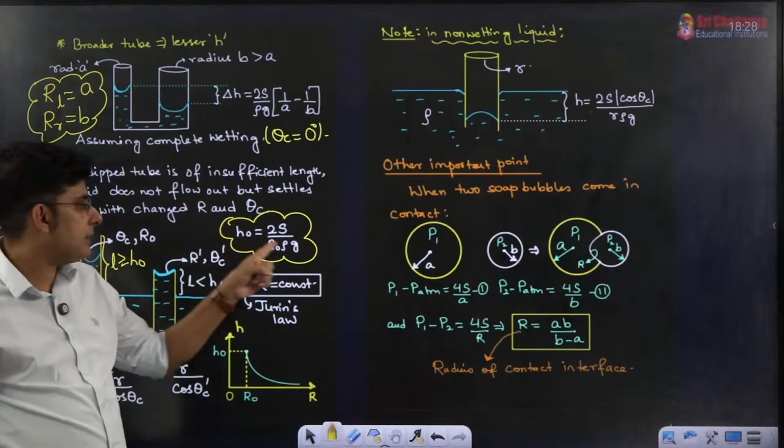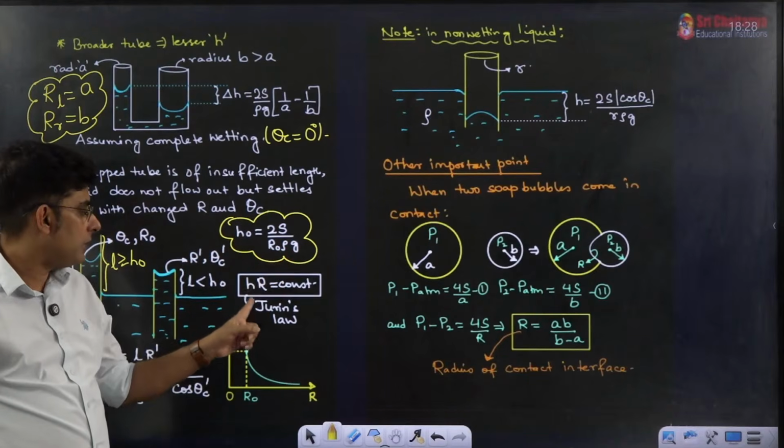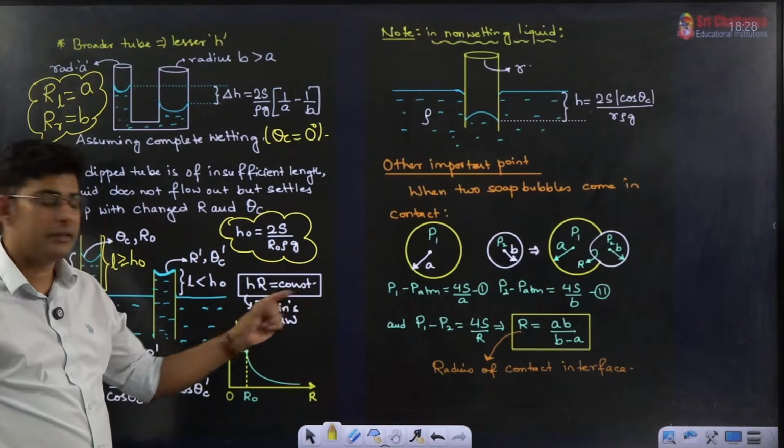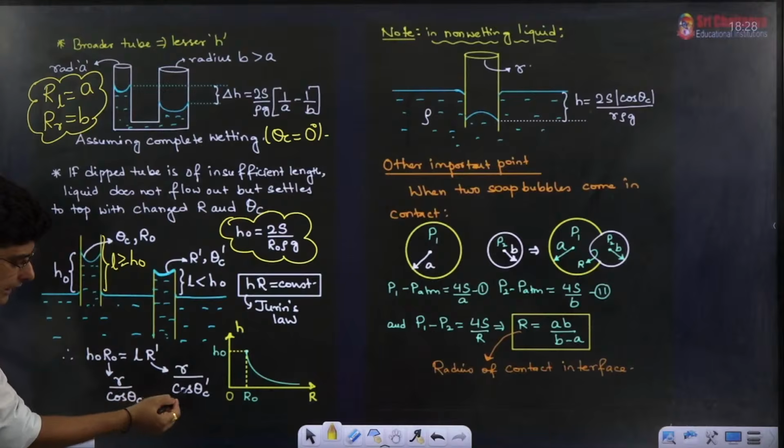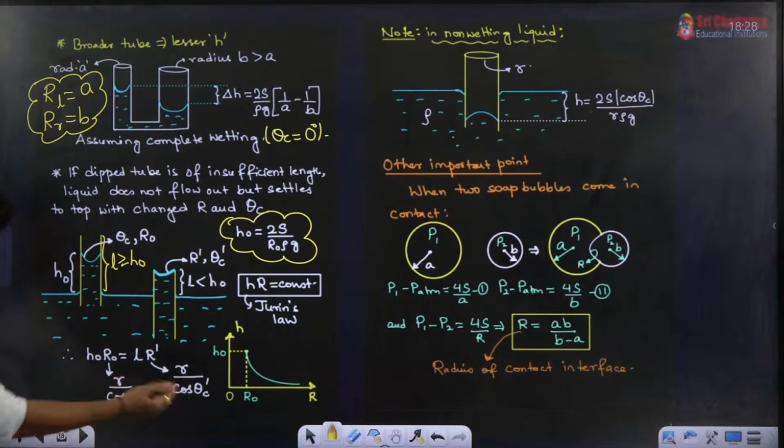But I said h is inversely proportional to r, so this can be written as h into r is constant. It is called Jurin's law. So we can relate h naught r naught is equal to L into r dash, where the length is L. Now you know L, you know h naught, so h naught r naught is L into r dash. Now what is r naught? r naught can be written as r by cos theta c, and r dash can be written as r by cos theta c dash. So you can find the new contact angle also from here.